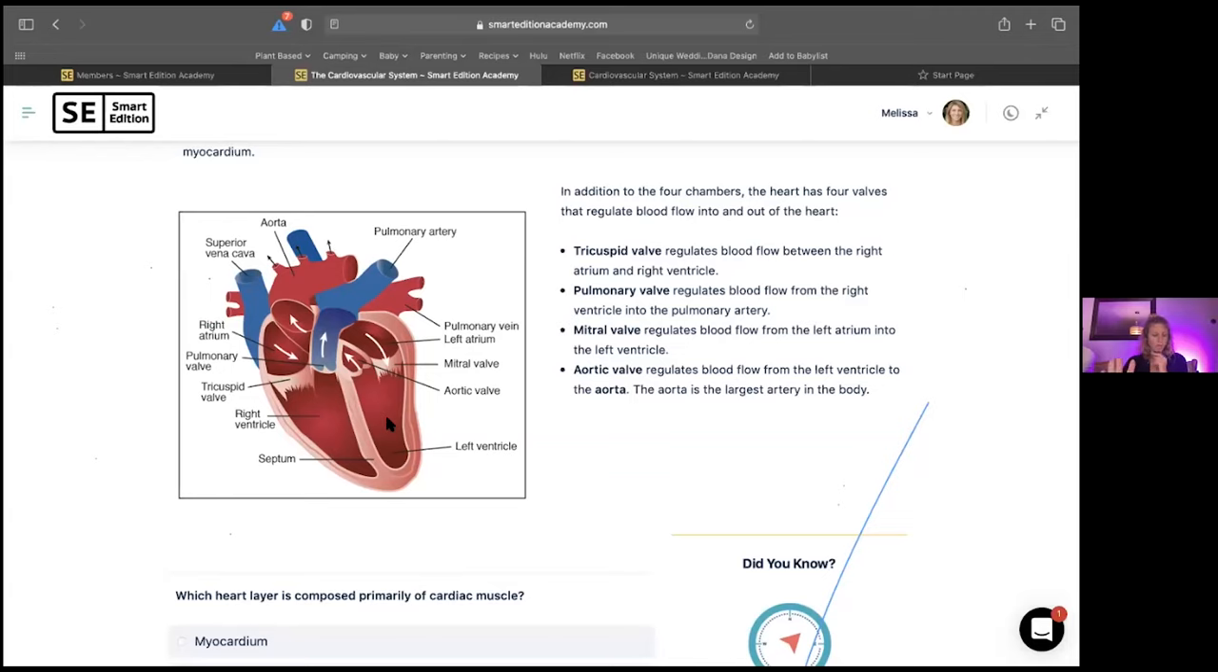We also have four valves that regulate blood flow in and out of the heart. So when the blood is flowing through the heart, it's not just going through it, you know? So there are valves. Here's a valve right here. We have the tricuspid valve in between the right atrium and the right ventricle. The tricuspid valve regulates blood flow between these two chambers.